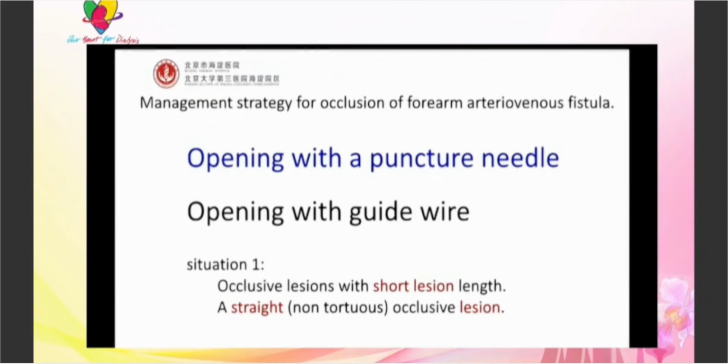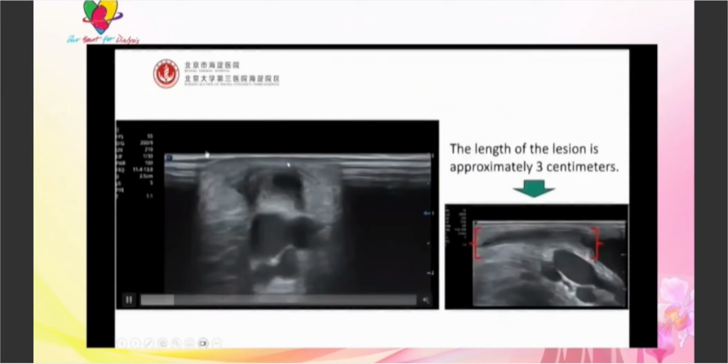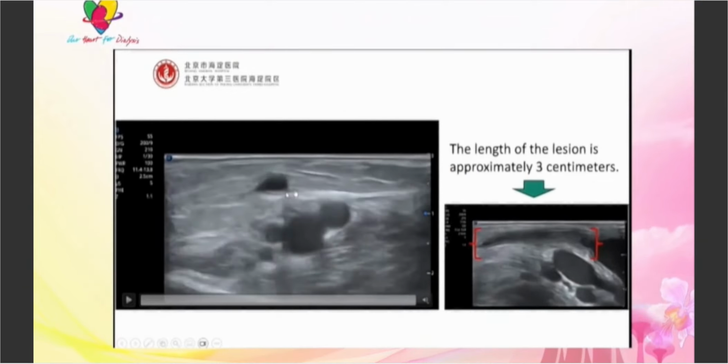First, occlusive lesions with short lesion lengths, a straight, non-tortuous occlusive lesion. Look at this. Case 1 is a left RC AVF, occlusion of the median cubital vein, a branch of the basilic vein. The left ultrasound short axis shows the occlusive lesion. The right image shows that the length of the lesion is about 3 centimeters. So the lesion is short and straight. We use a puncture needle to open it.